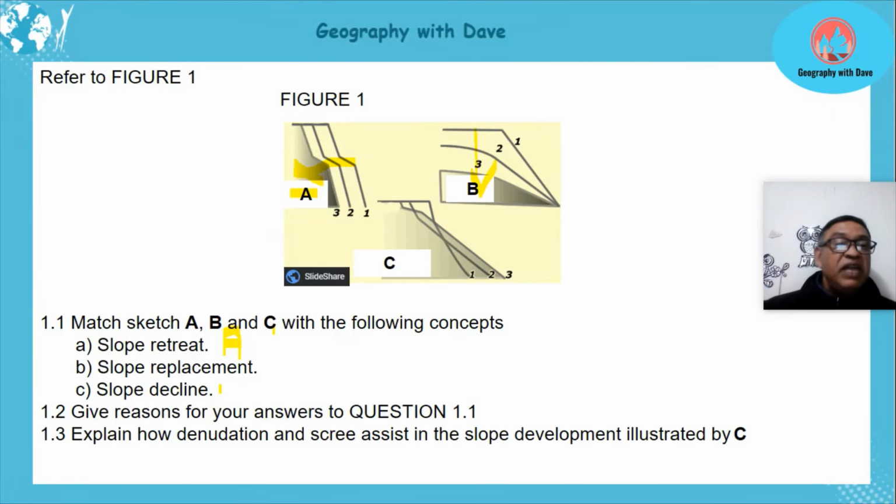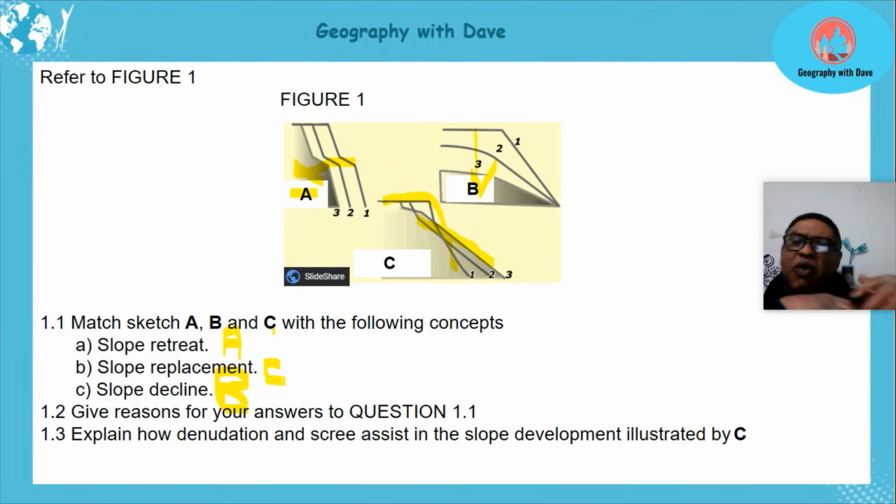And then decline would be B. And what happens here? That steep slope has been replaced by a gentle slope. So obviously this would be slope replacement. All right, can you see how we can work it out? Same diagram. Now, give reasons for your answer to question 1.1.